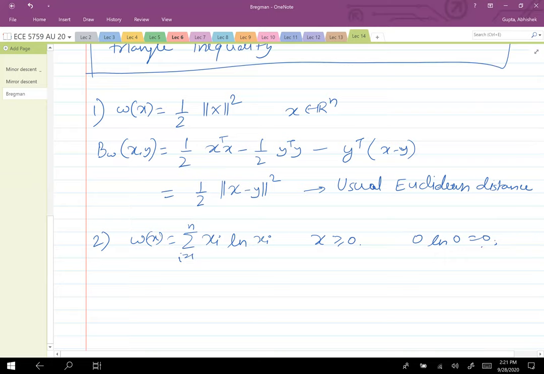So if you take the limit of t log t as t goes to 0, you will find that it is equal to 0, and therefore having this equality makes perfect sense. Okay, so this only works in the positive orthant of the Euclidean space.